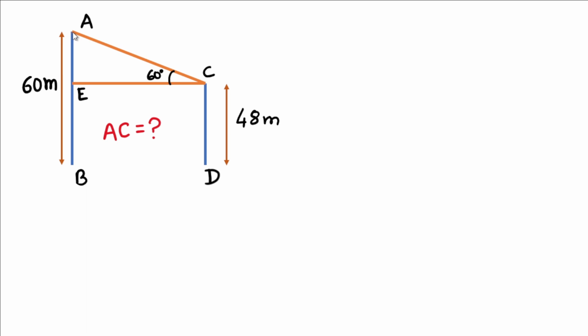Here we have two towers AB and CD. The heights of these two towers are given: one is 60 meters and the other is 48 meters. The tops of these two towers are connected by a wire, and the angle made by this wire with the ground is 60 degrees. Then we have to find the length of AC, the wire.